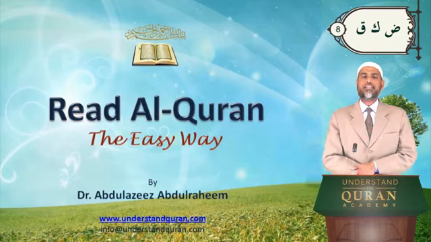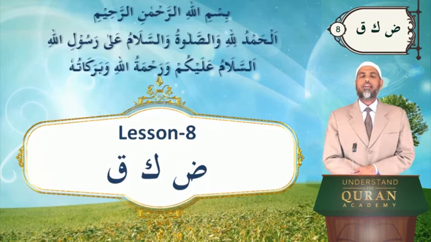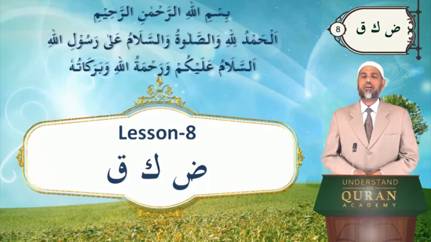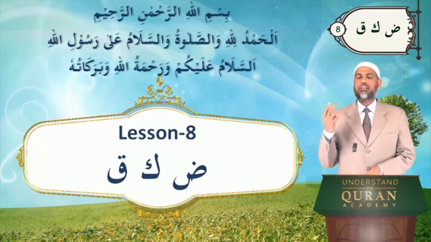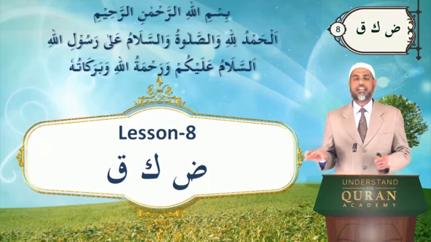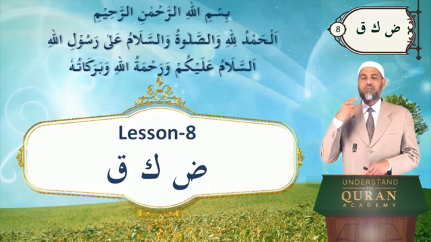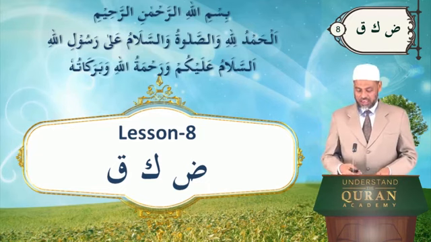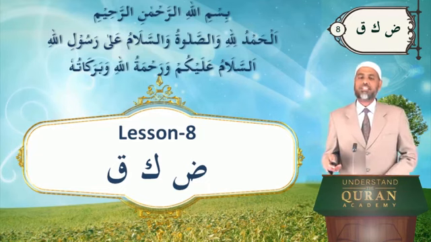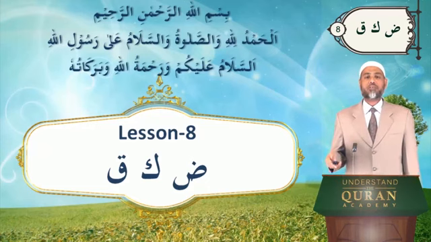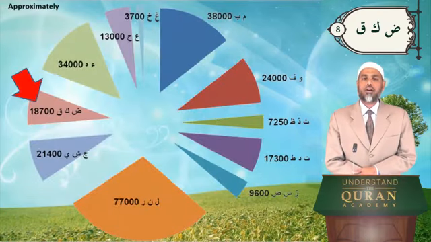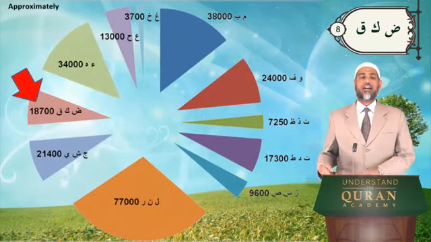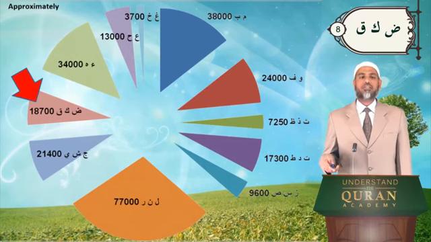مُدَّكِرٍ. Eighth lesson of this course, in which we will study three letters: Dad, Kaf and Qaf. Again, Dad, Kaf and Qaf. In this case, all the three letters come from different spots in the mouth. So these are not from the same spots. Okay, it's not from the same spot. These three letters occur in the Quran almost 18,700 times.